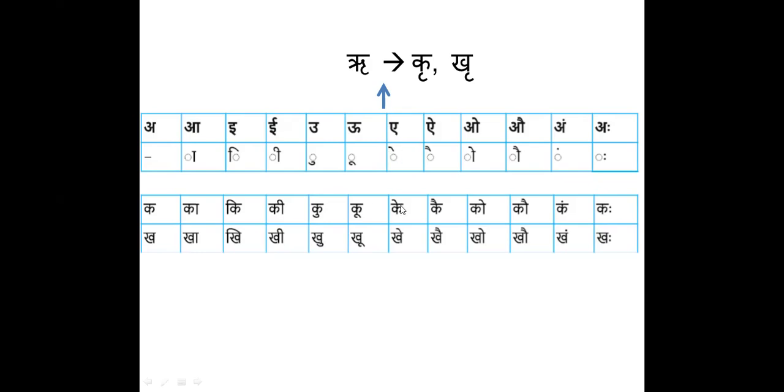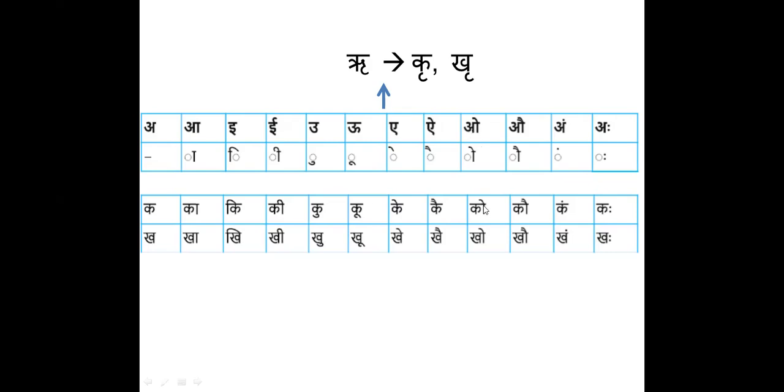This is e. You have to put this matra above that ka. Now it is called ke. This is ai. Now you have to put it above this ka. Now it is called kai.